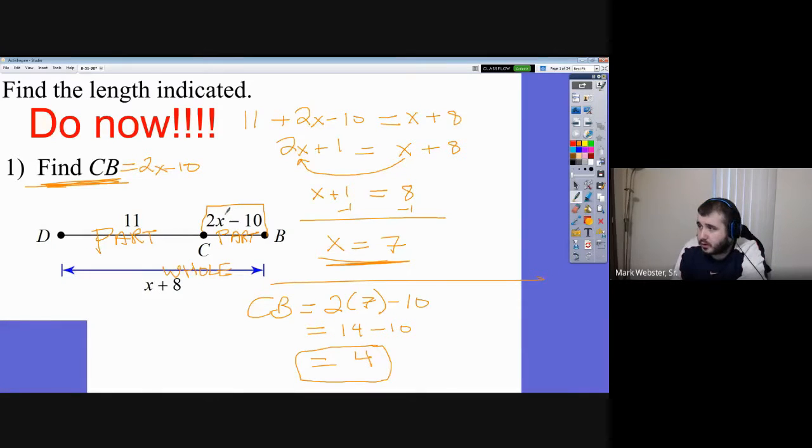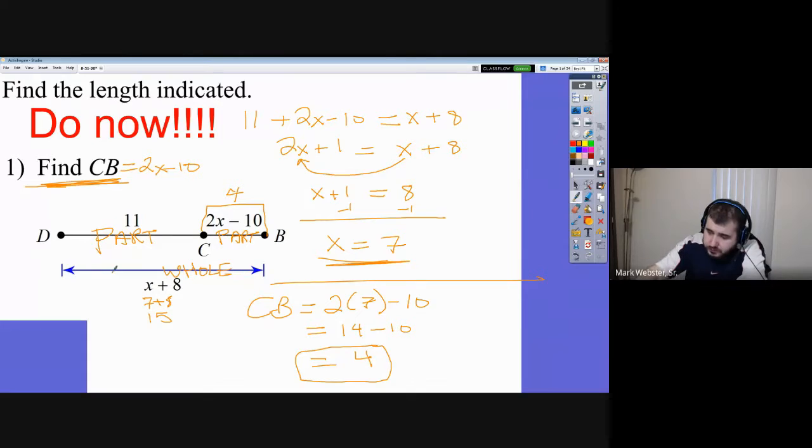So the length of CB had better be 4. So if we're concerned or confused about that, we want to make sure we did it right. 11 plus, so this is 4. So 11 plus 4, that's 15. This whole thing, when we plug 7 in for x, had also better be 15. 7 plus 8 is in fact 15, so we know that we've done it right.